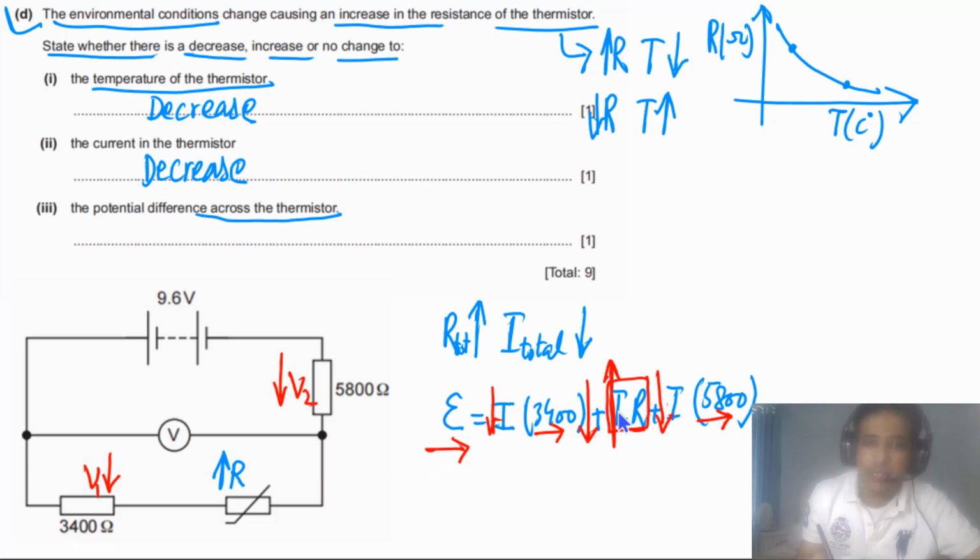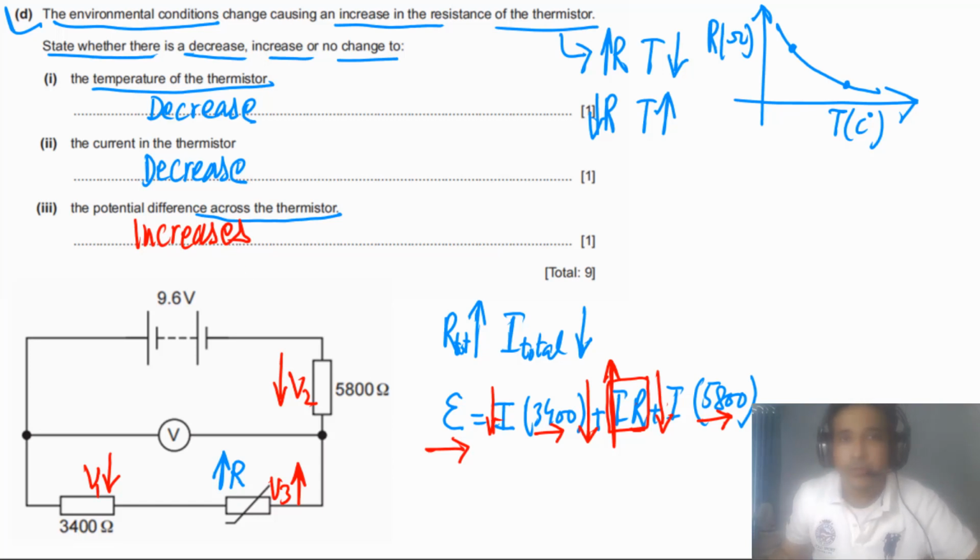So in this case current decreases but resistance of thermistor increases. So overall, if I say this is V3, overall V3 has to increase. So we can simply say this one increases. So this is how you need to answer. Nice question about DC circuit.